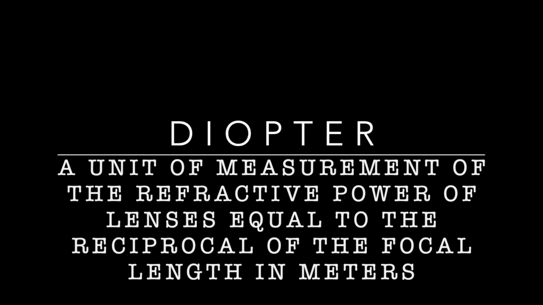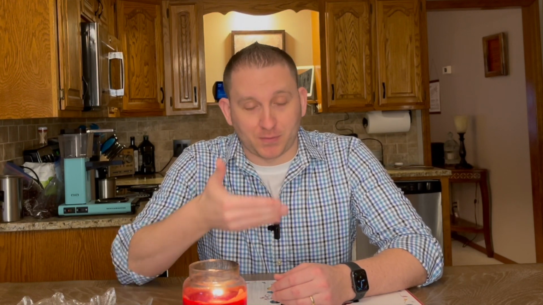So your prescription, when it's written for glasses, contact lenses, or even if you pick up some over-the-counter reading glasses, the terminology we like to use to describe this is called a diopter. A diopter is a unit of measurement of the refractive power of lenses equal to the reciprocal of the focal length in meters. So a diopter is the number that describes the magnitude of the strength of the amount of farsightedness, nearsightedness, up close reading power for your bifocals, reading glasses, progressives, trifocals.